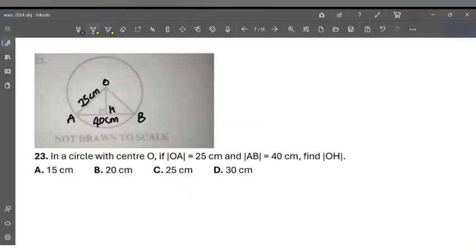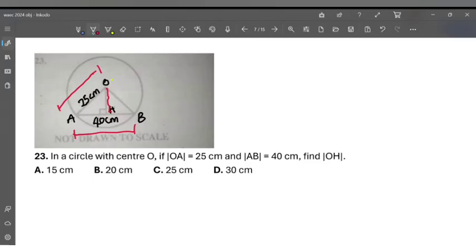Welcome to question number 23. We are told that in a circle with center O, all right, we have this circle, this is the center O. Now, if OA is 25 centimeters, which we can see here from O to A is 25 centimeters, and AB is 40 centimeters, from A to B is 40 centimeters, find OH. So we are looking for this line, OH, all right? So we are given 25 centimeters, 40 centimeters.